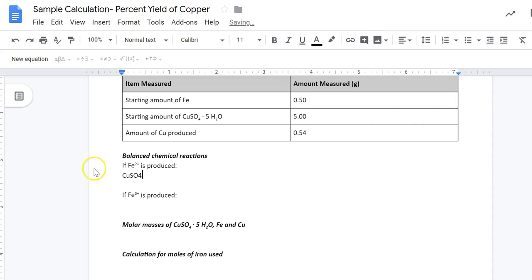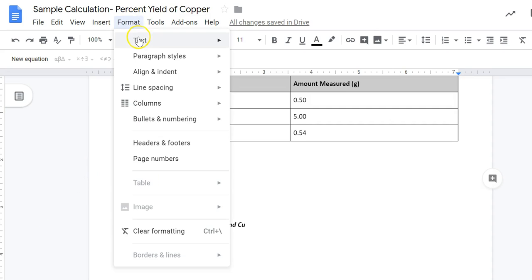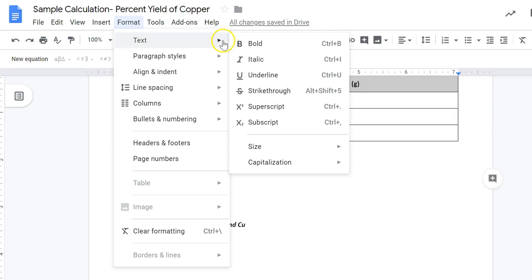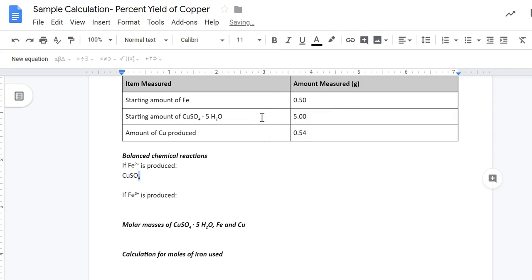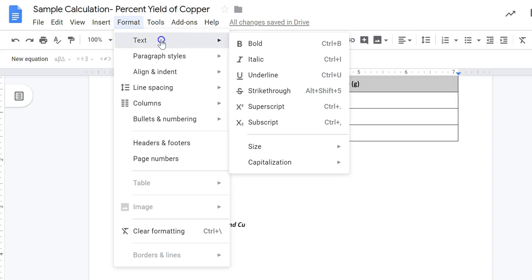There are two ways that we can get our subscripts. The first way, we can highlight the number, go to Format, Text, and change it to a subscript. To get out of the subscript, we can go back to Format, Text, and click on Subscript again.